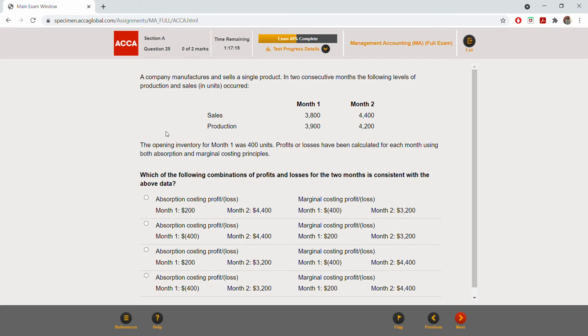So let us see. A company manufactures and sells a single product in 2 consecutive months. Levels of production and sales in units have occurred. Opening inventory for month 1 was 400. Profit or loss has been calculated for each month using both absorption and marginal costing.